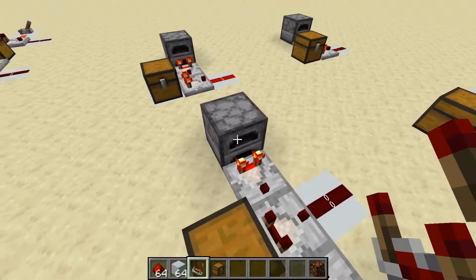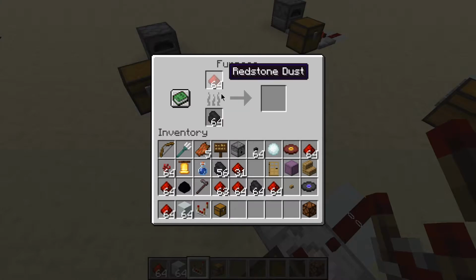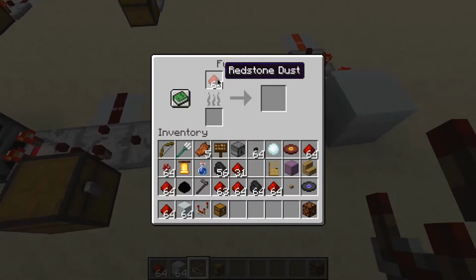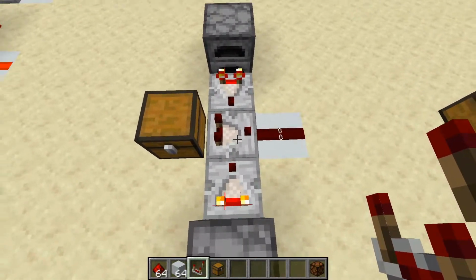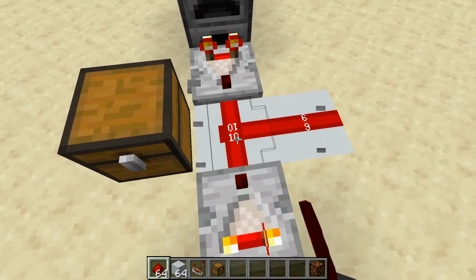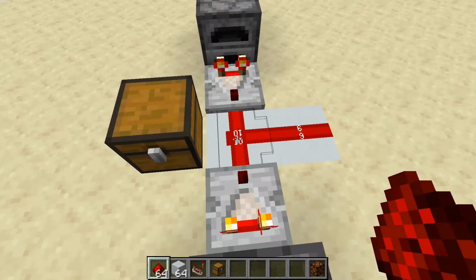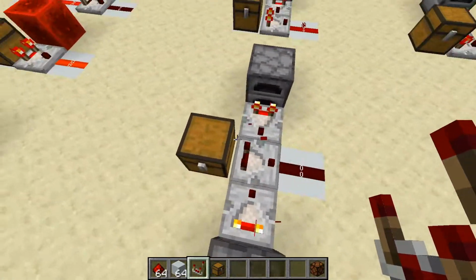And you can power both sides of the comparator. So this one is a signal strength of 10, and this one is a signal strength of 5. So it will actually read the strongest of the two signals. If I just put redstone dust in between these, you can see it's going to look for a signal strength of 10. That's basically what it's going to do. It's just going to take whatever the strongest is.